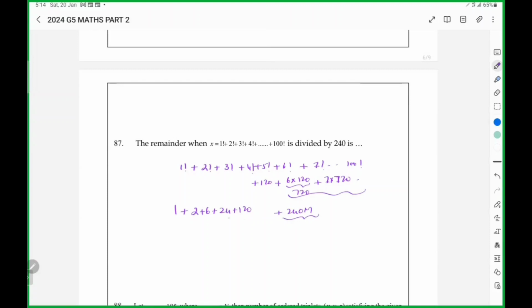So here it is 144 plus 8, 152. So it's just 153 plus a multiple of 240, divided by 240 gives a remainder of 153.